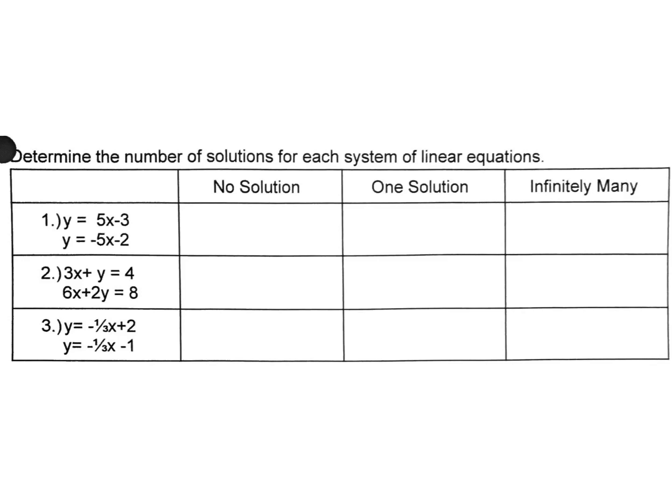Okay, we're going to determine the number of solutions for each system of linear equations. To do this, I would first examine the slopes. Remember our slope-intercept form, y equals mx plus b? The value that's with the x is our slope. So let's take a look here.